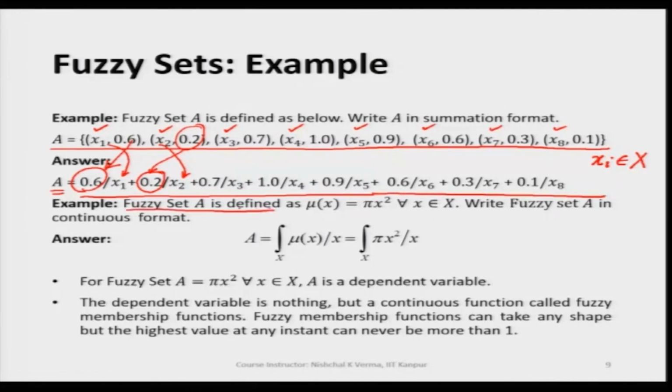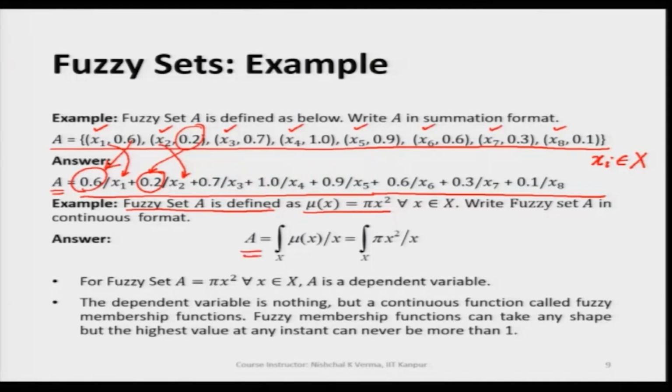If we are interested in writing a fuzzy set in continuous form whose membership function is given as mu x is equal to pi x square. So, pi x square is a continuous function. And of course, needless to mention that all x's should be coming from the universe of discourse. So, if we are interested in writing a continuous fuzzy set, we will be writing it like this.